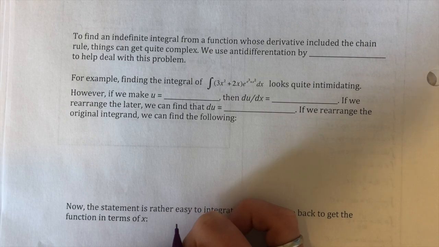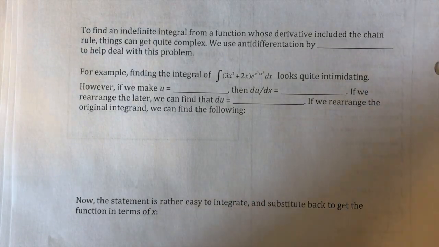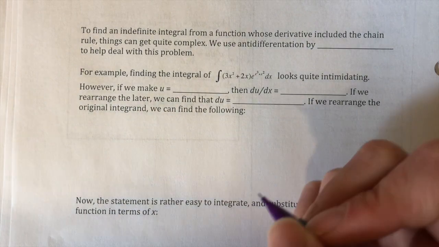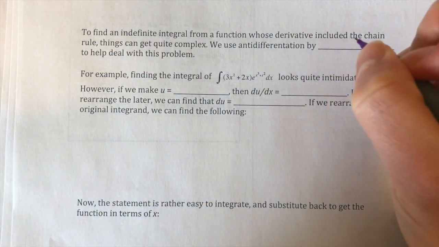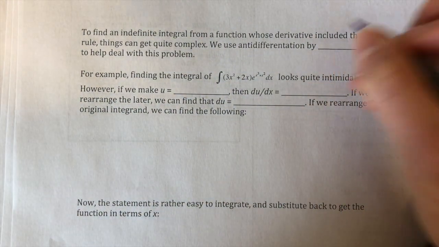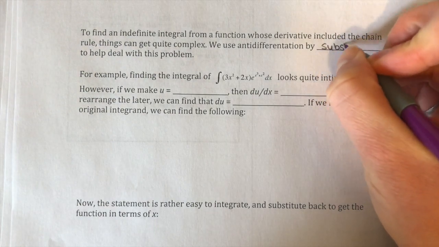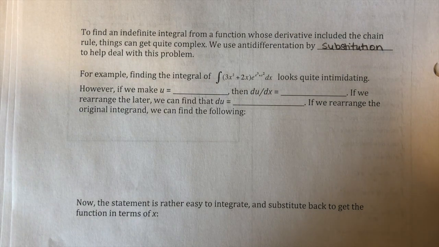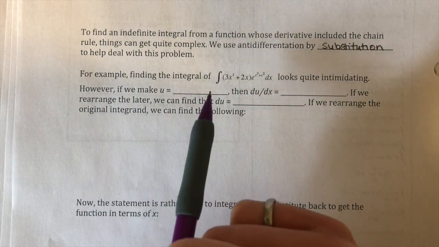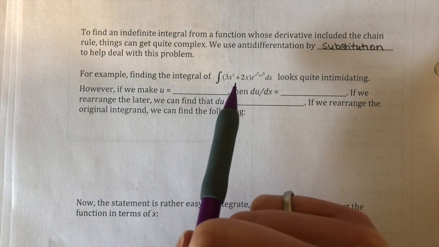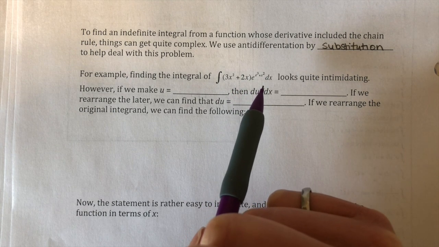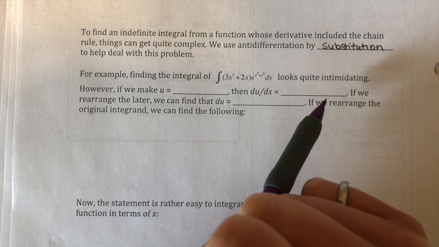To find an indefinite integral from a function whose derivative included a chain rule, things can get pretty complicated. So we use antiderivative or antidifferentiation by substitution, the title of the lesson, to help deal with this problem. For example, finding the integral of 3x squared plus 2x times e to the x cubed plus x squared looks really intimidating.